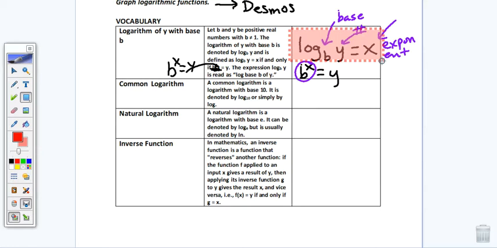Okay? So guys, a common logarithm. Next vocab term. A common logarithm is a logarithm with base what? 10. It is simply denoted by log 10 or simply by log. So if you just see the word log written right here, and there's no base down here, you assume that that's the same as log base 10. If they don't put a number down there, you assume 10. If they want it to be something other than 10, they will put a number down there or a subscript down there. All right?